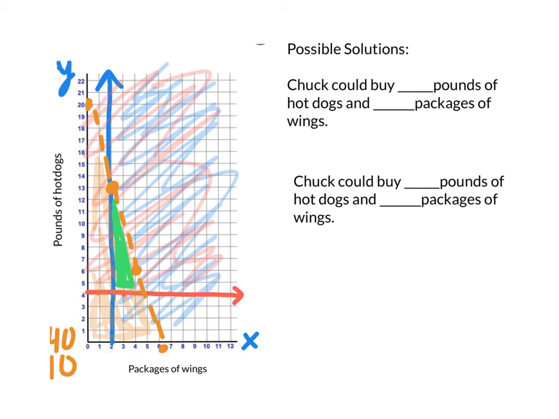So now let's try to interpret it. So remember, Chuck was trying to decide originally how many packages of wings he should buy and how many pounds of hot dogs. So let's see if we can come up with a couple possible solutions. So this would be something I might ask you. How many pounds of hot dogs and how many packages of wings could he buy? So I'm going to look in this region and see if I can find a point that works. So I see here 3, 6. That's a pretty clear point that works.